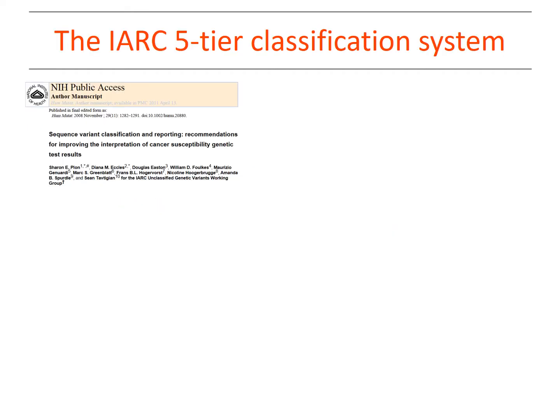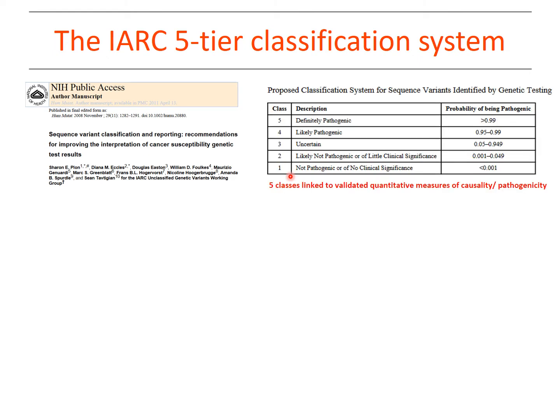Okay, let's jump into it. First of all, the ACMG uses a 5-tier classification system, which was actually published quite a long time ago by IARC, the International Agency for Research on Cancer. What they proposed at that time was to use a 5-class system. You see here the 5 classes, and each of the classes is linked to a verbal classifier, being pathogenic, definitely, likely pathogenic, and so on.